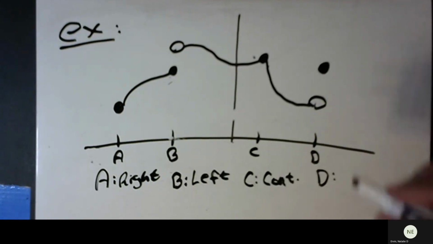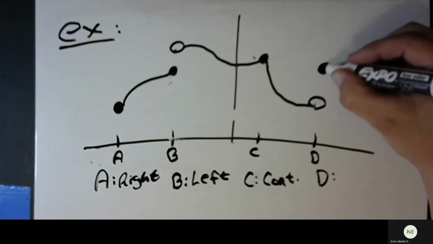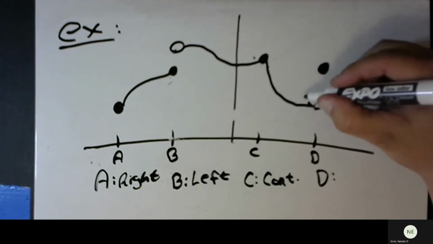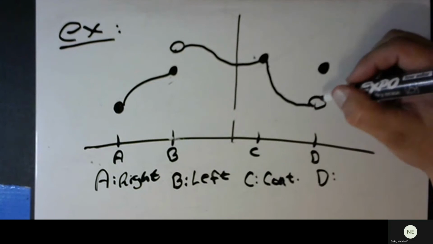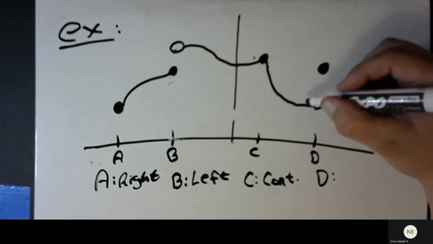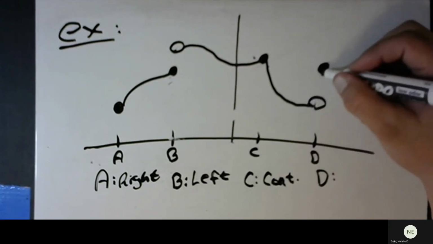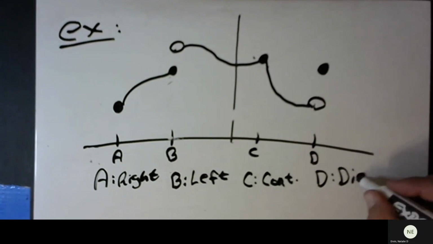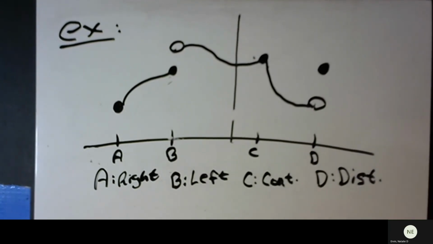Now D, f of D exists. There's only one limit we can take, and that's coming from the left. But this limit does not equal f of D, so this one's discontinuous. So any questions about that?